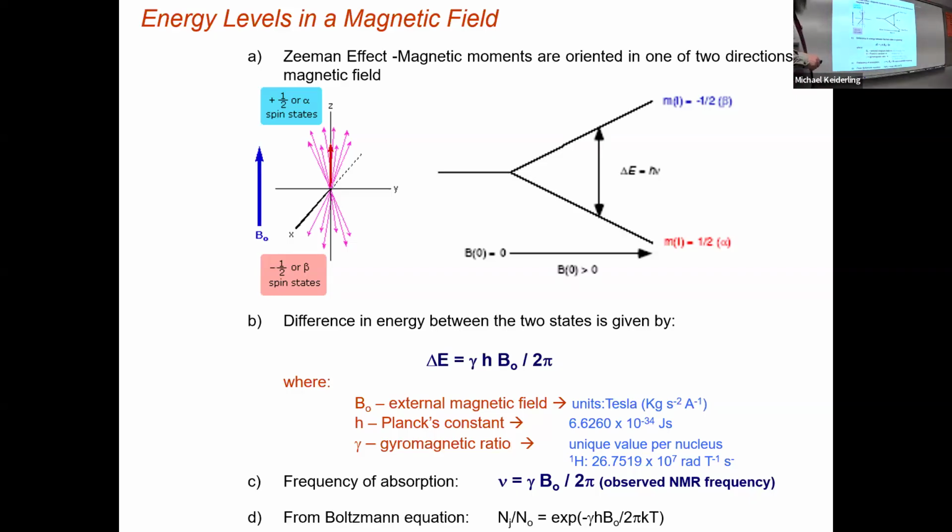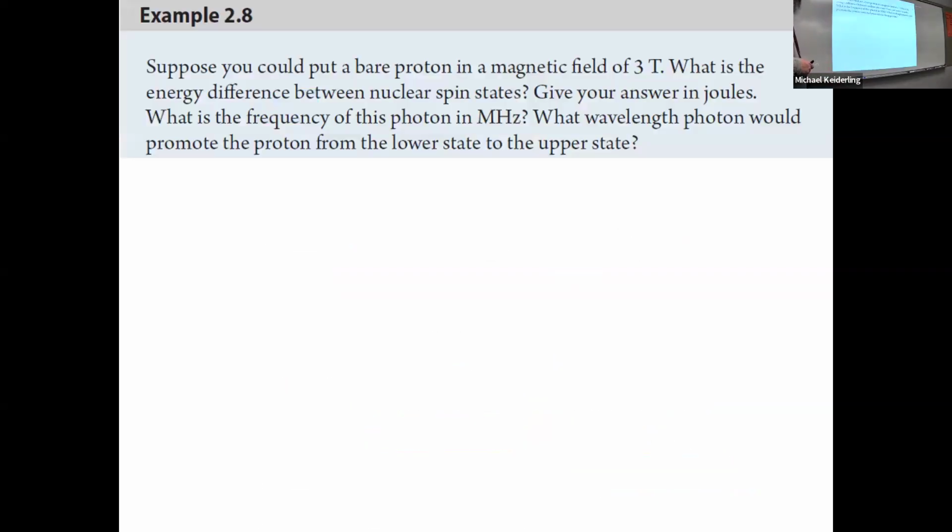The difference in energy between the two states is given by the external magnetic field times Planck's constant times the gyromagnetic ratio, which is a unique value per nucleus, divided by 2π. The frequency of absorption, so the observed NMR frequency, is going to be the gyromagnetic ratio times the magnetic field divided by 2π. And then the distribution between the levels is given by Boltzmann's equation.